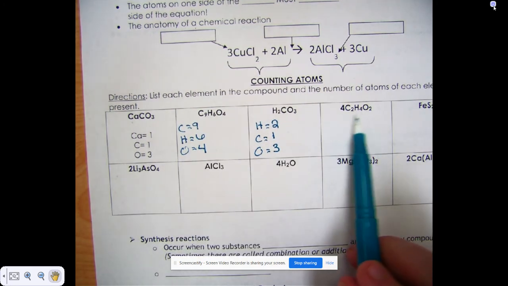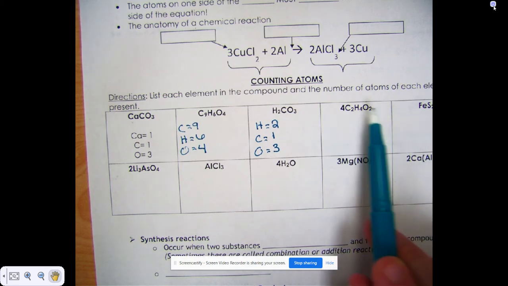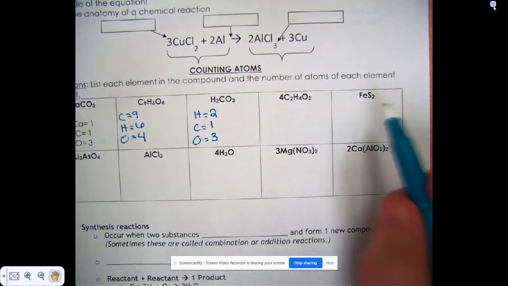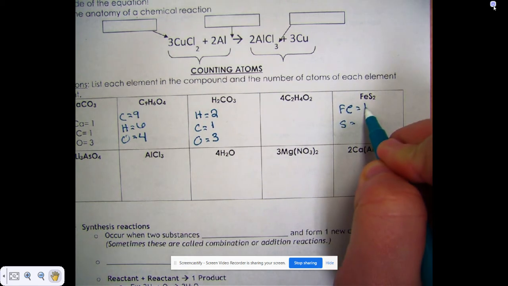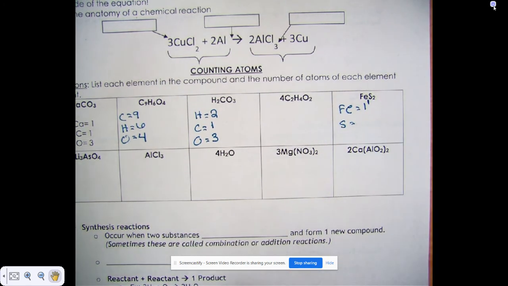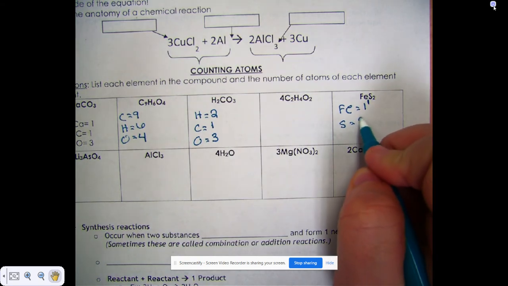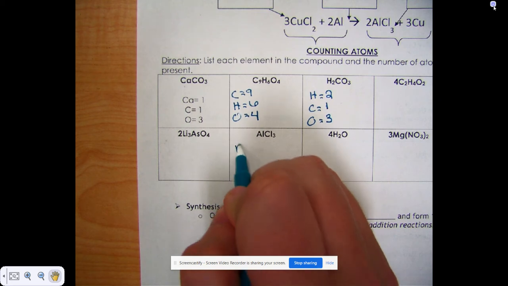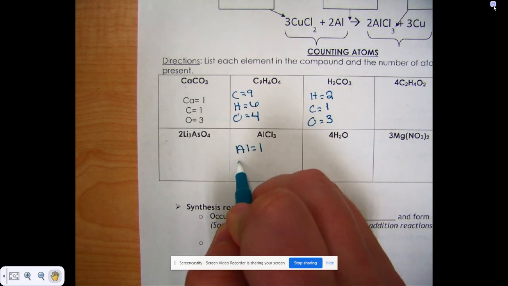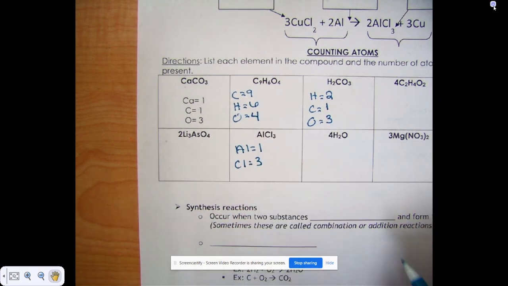I'm going to skip this one for just a second and come back to it because it looks a little different than what we've looked at before. Here, I've got 1, because there's an understood 1 down there, 1 iron and 2 sulfur. Let's skip this one, come here. There's 1 aluminum and 3 chlorines.